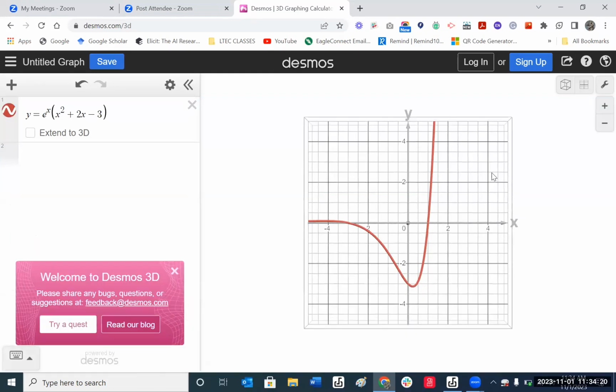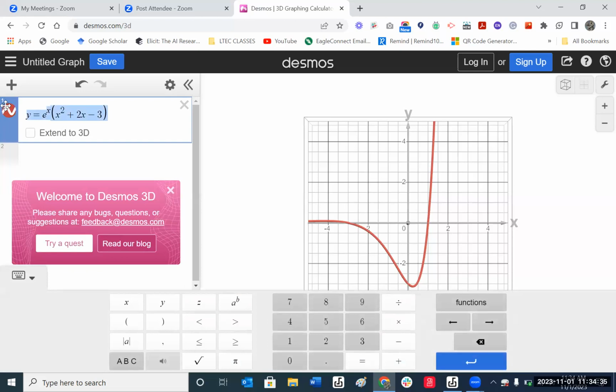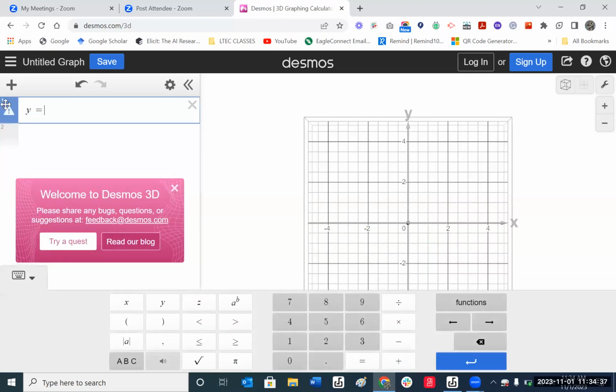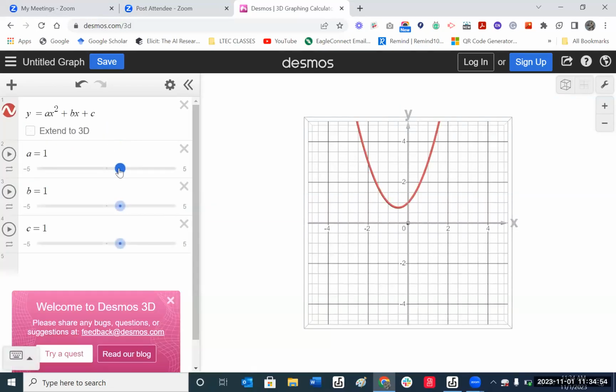But yeah, this is Desmos. It's pretty cool because what I show my algebra students when we talk about quadratic equations, you have ax squared plus bx plus c. And I ask them, what does this do? What does this do? I'll show you. So I have y equals ax squared plus bx plus c.